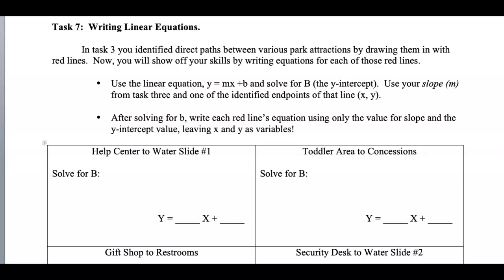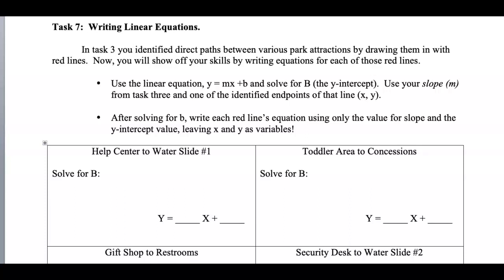All right, moving on to task 7. You are going to need to be able to flip back and look at task 3 for this. If you want to unstaple it to make it easier for yourself, so you're not having to flip through so many times, I'm okay with that.